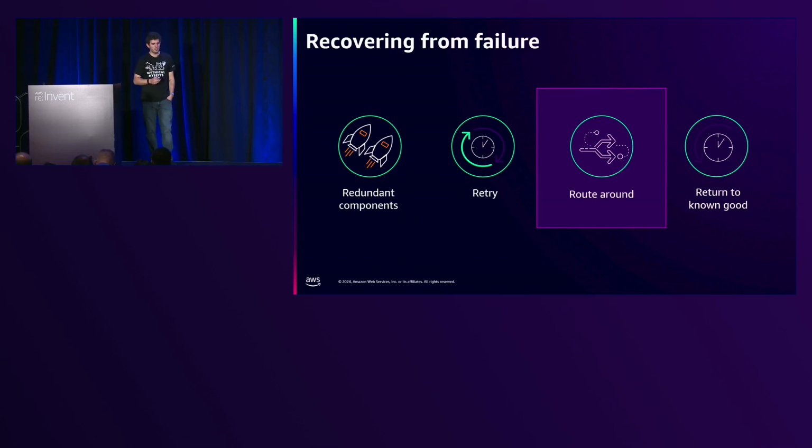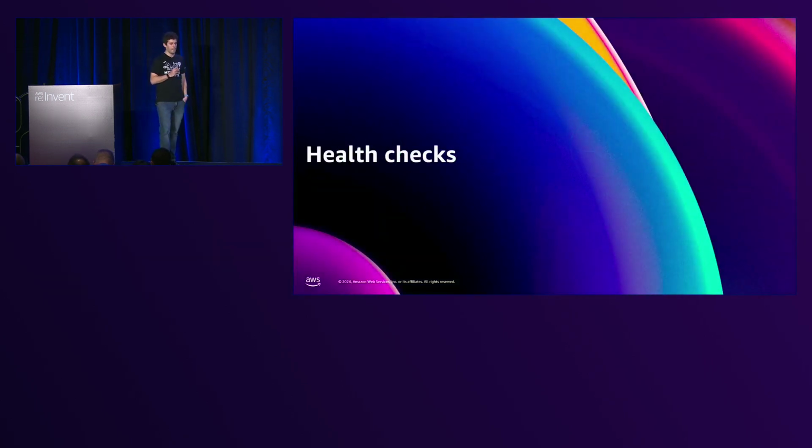Now, route around, I think, is maybe the most crucial component that we want people to think about in terms of recovery, because it's often the fastest way to get back to being healthy. Rather than recovering components that are failing, just avoiding sending traffic to things that are experiencing issues is a much simpler set of actions to take. And it almost always depends on health checks.